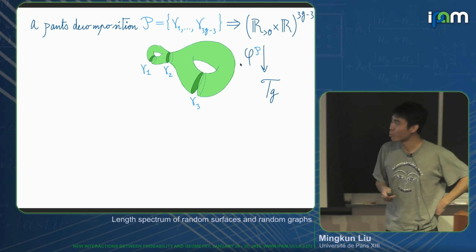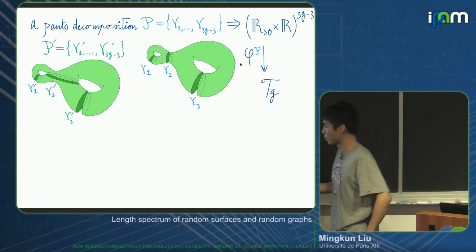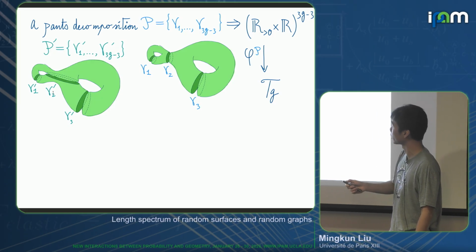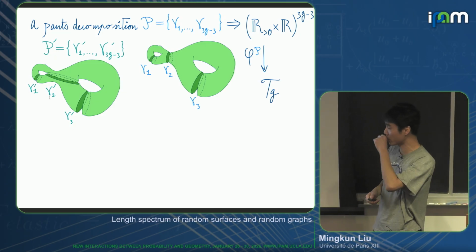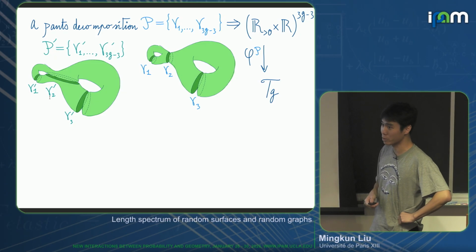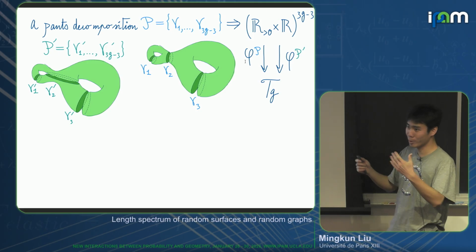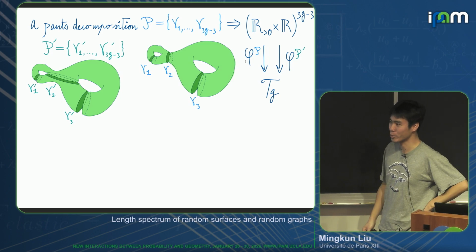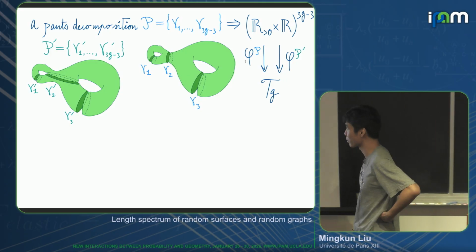Okay, but the problem is that this pants decomposition is not unique. For example, I can replace this middle curve by another curve, and it turns out to be another pants decomposition. And actually, there are infinitely many pants decompositions. So this will give you infinitely many arrows here. And so on the Teichmüller space, you will receive infinitely many copies of Lebesgue measures, and a priori, there is no reason that they coincide. So the definition doesn't really make sense.